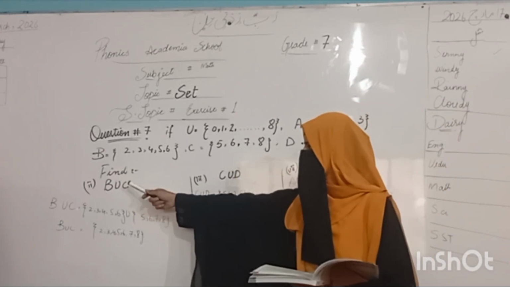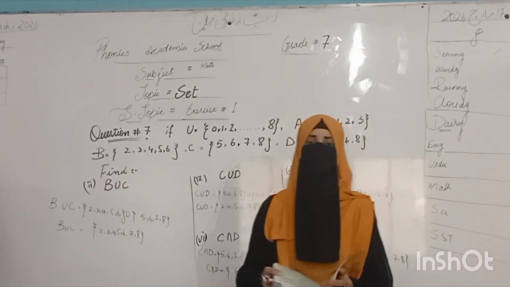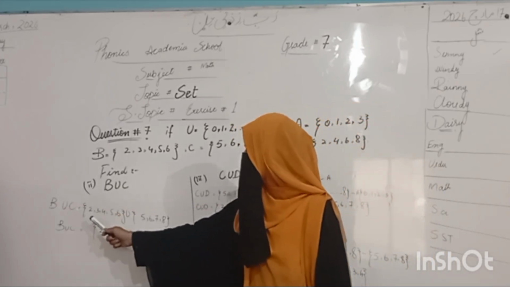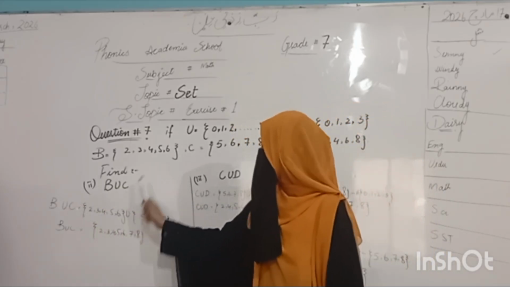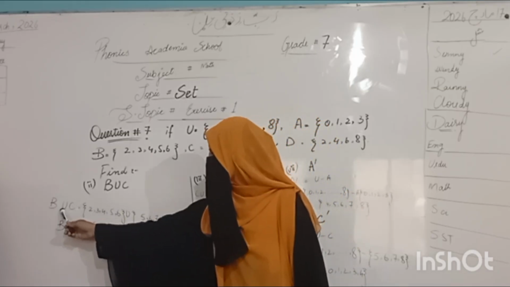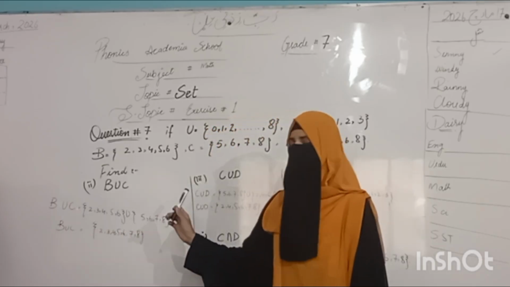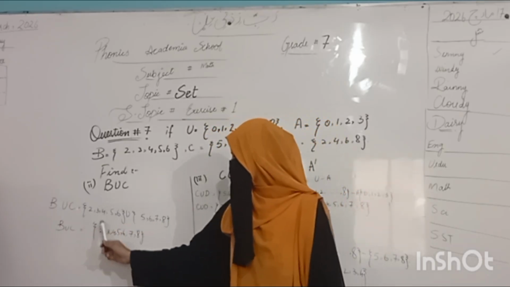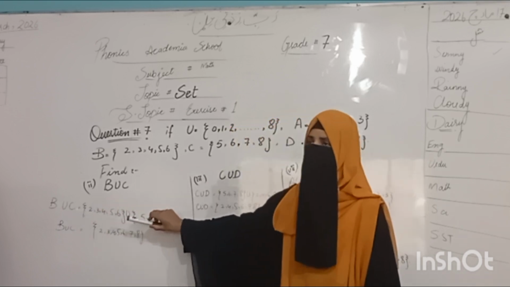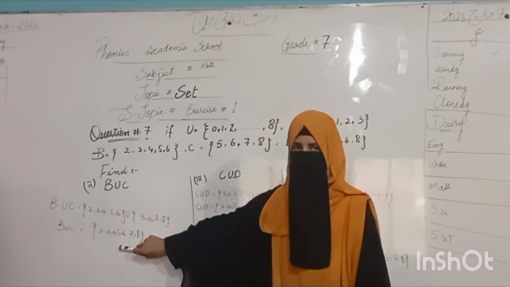Okay class, question number 7 part 2: B union C. You know that union means to arrange in order sequentially. Look at B is equal to 2, 3, 4, 5, 6 and C is equal to 5, 6, 7, 8. Students, look at this sign. This sign stands for union. It means arrange all the elements sequentially. So according to this: 2, 3, 4, 5, 6, 7, 8. You arrange all the elements sequentially.